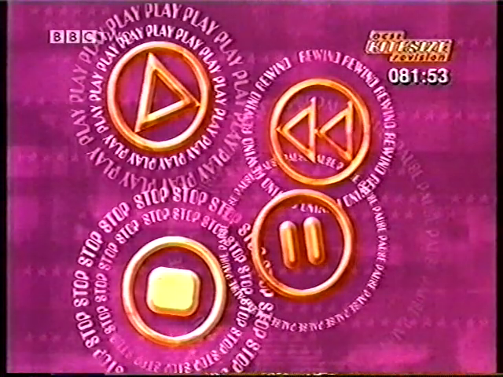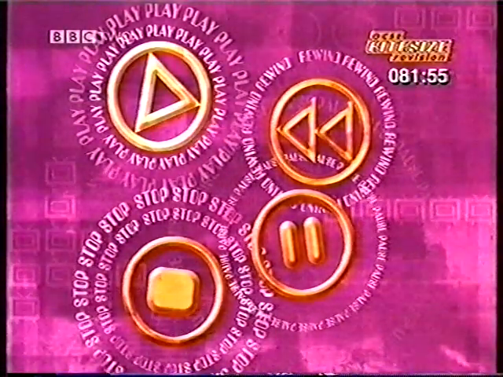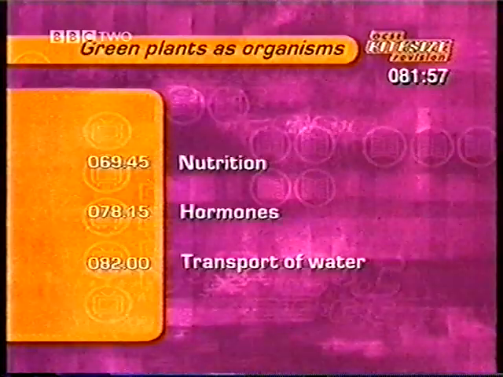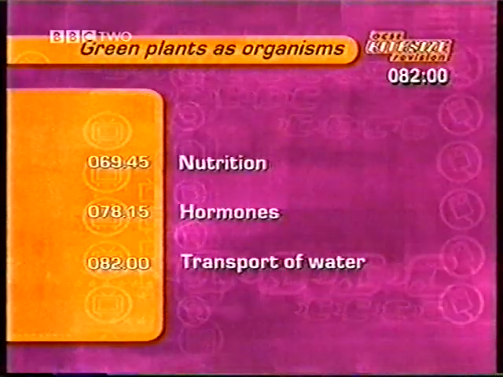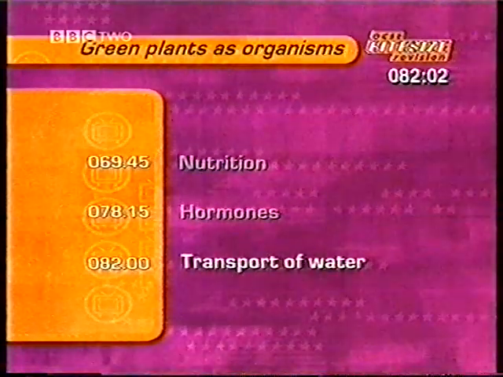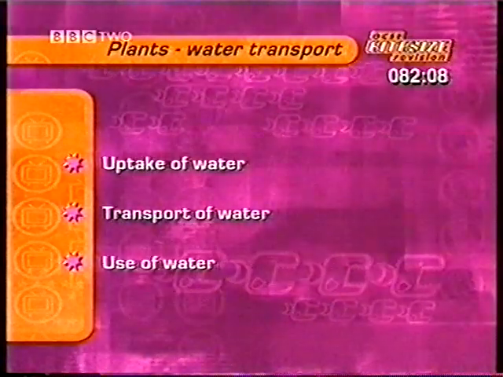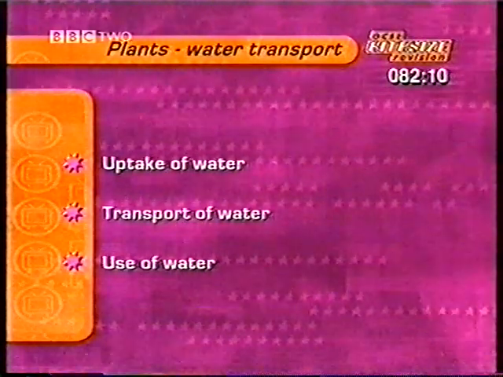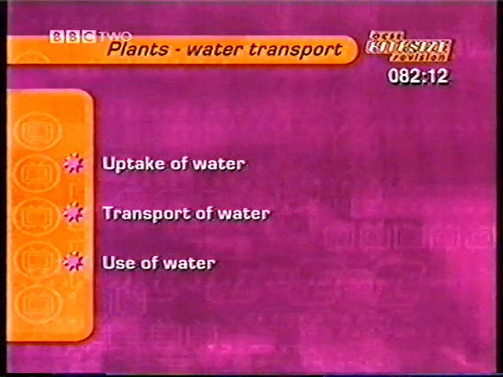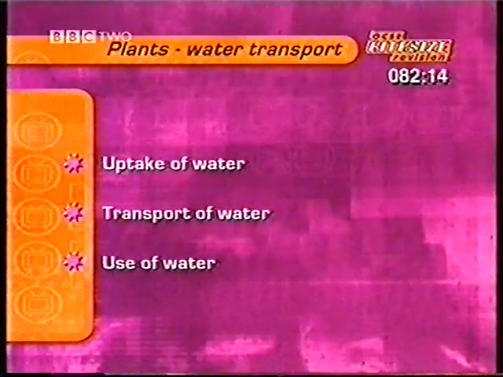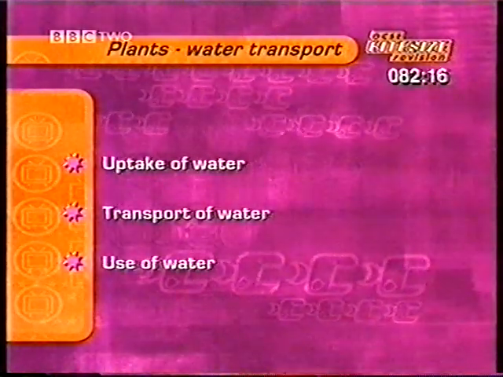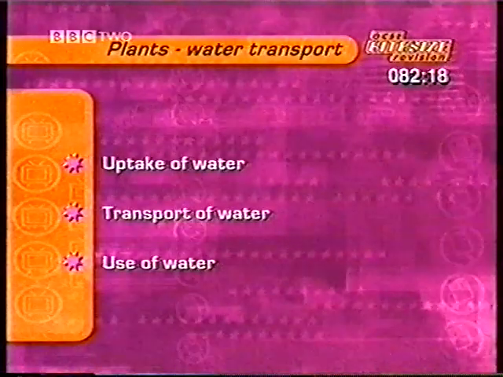That's the end of this section on plant hormones. The next process we look at is the transport of water in green plants. The uptake, transport and use of water are vital for the survival of plants. During the next sequence, note down the key points about these three aspects of plants and water.